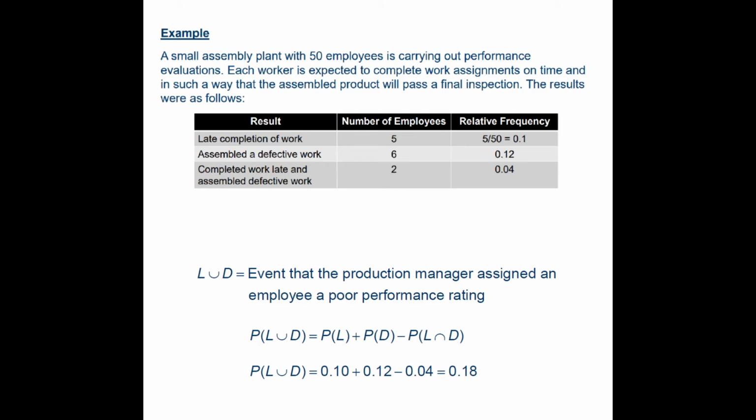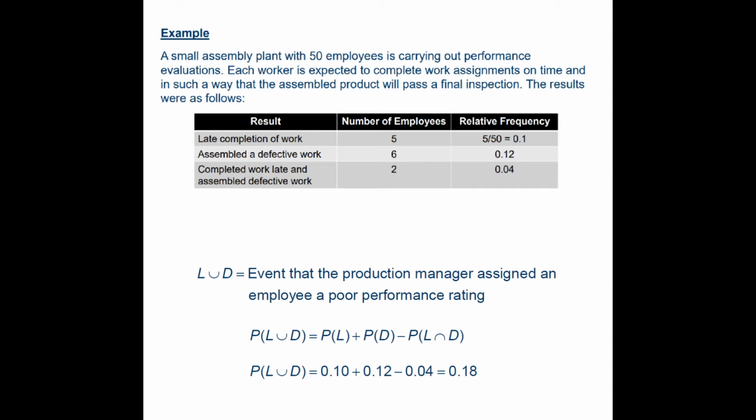If we use L to represent late and D to represent defective. So the union of L and D, the probability of L or D equals P(L) plus P(D) minus the intersection of L and D. Repeat, the probability of the union equals the first probability plus the second probability minus the intersection of these 2 probabilities.